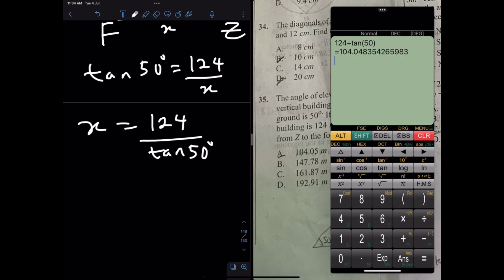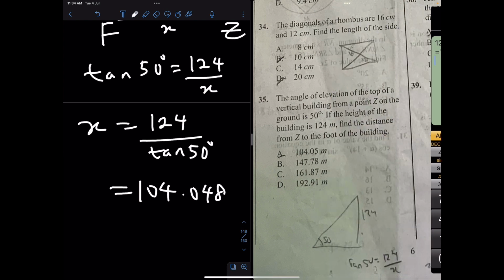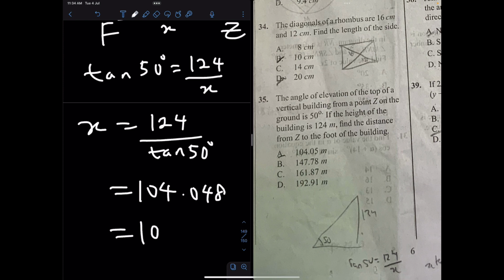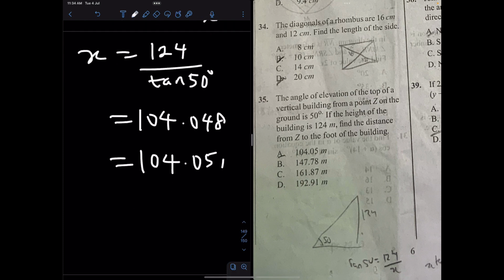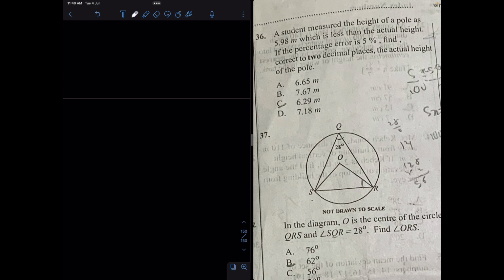And that's equal to 104.048, which is equal to 104.05 meters. So the distance from Z to the foot of the building is therefore 104.05 meters. Now we go straight to the next, and that's number 36.